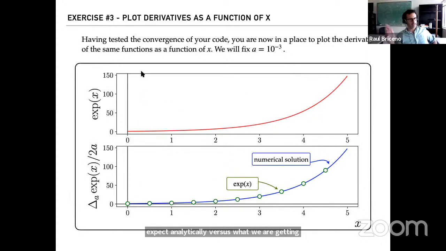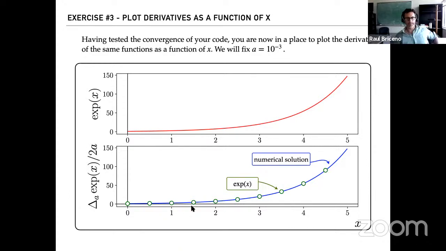So in this next set of exercises, what we're going to do is fix a to be some tiny number, okay, 10 to the minus 3, and then make plots of the functions that we're after and their derivatives as a function of x. So on the horizontal axis in both cases is x, right? We're just keeping a fixed now. And then we're taking the derivatives, and my blue line is my numerical result, and then the green points are what I expected from calculus, and lo and behold, it's right on top of it, right?